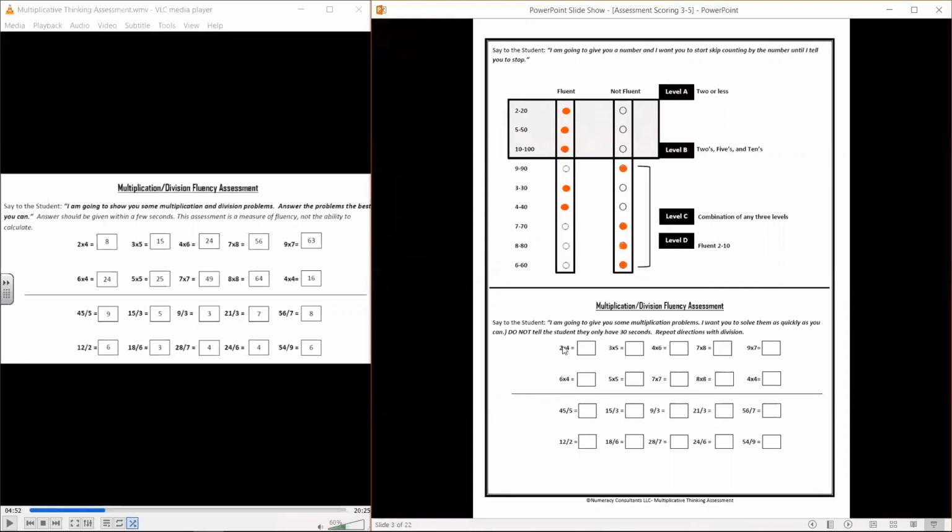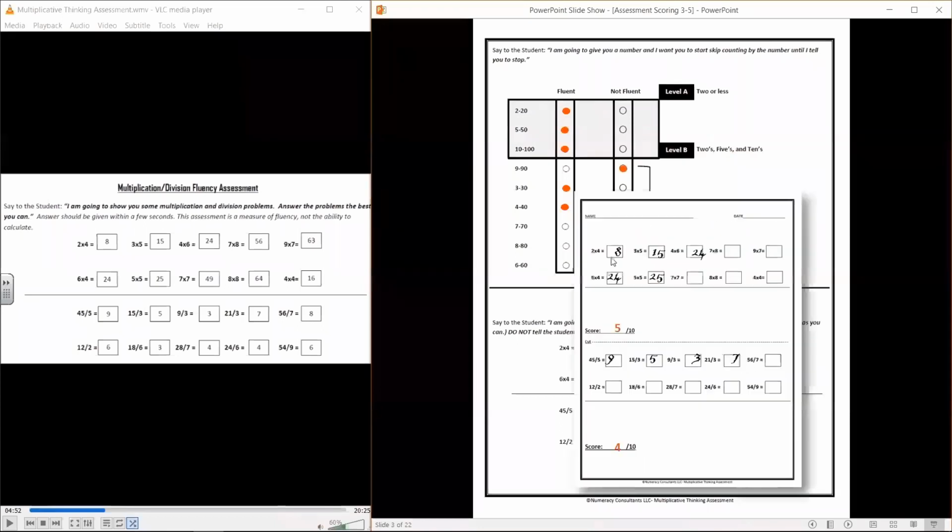All right, the second part is there's a multiplication division fluency part. And all that part is, it gives them 10 problems, 10 multiplication problems, 10 division problems. At the very last page of this assessment, it looks like this. It's just this piece of paper.